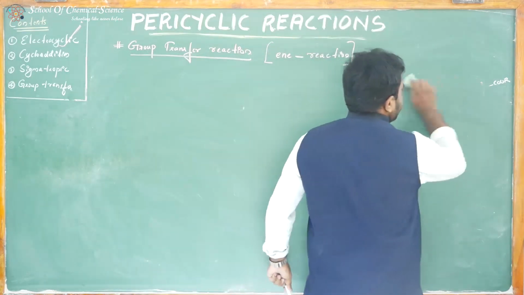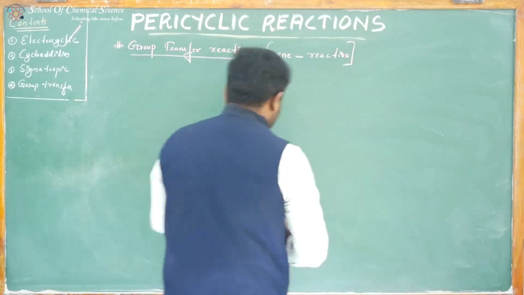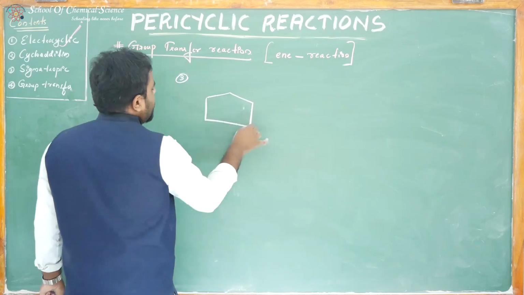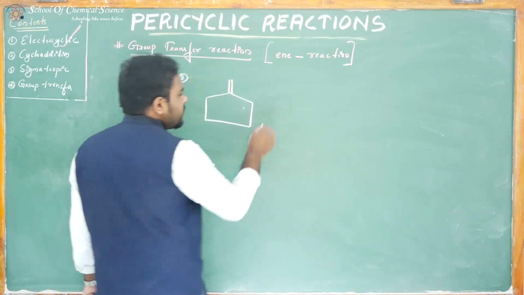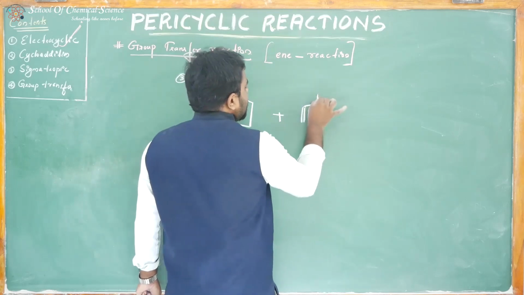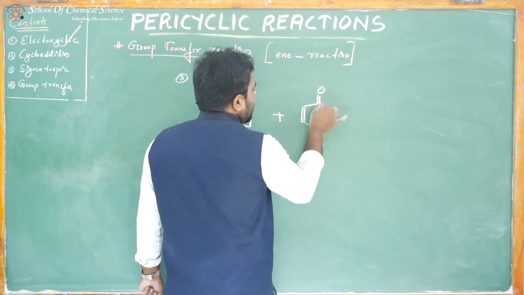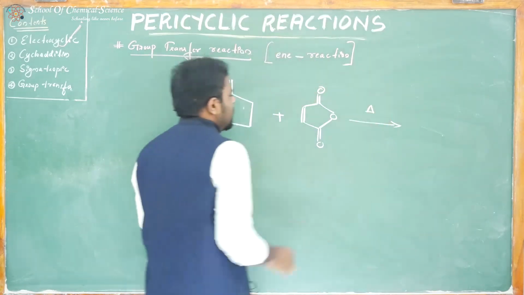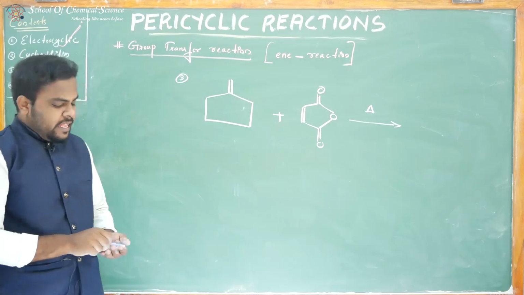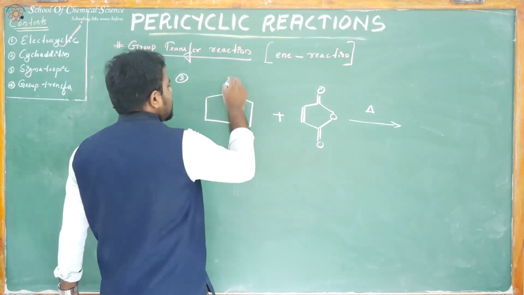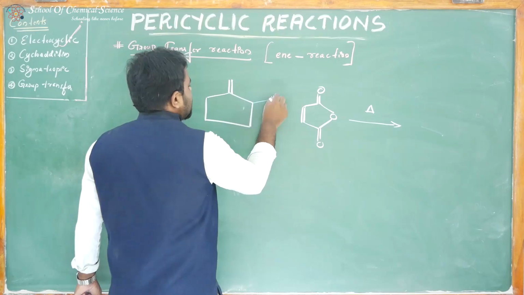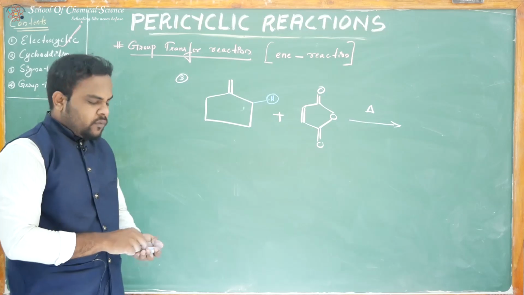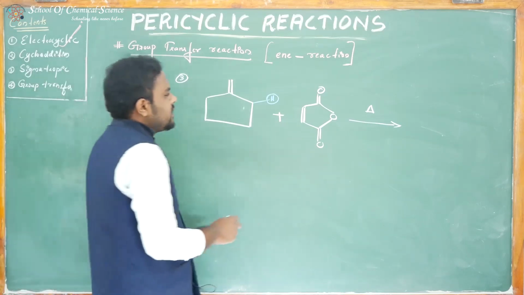Third question. Please write the third question. A 5-membered ring plus C double bond O. This is maleic anhydride. It will also act as an enophile. What will be the reaction? Here an allylic hydrogen is present, 1, 2, 3. Yes, an allylic hydrogen. So an allylic system plus enophile under thermal condition. Definitely it's an ene reaction.